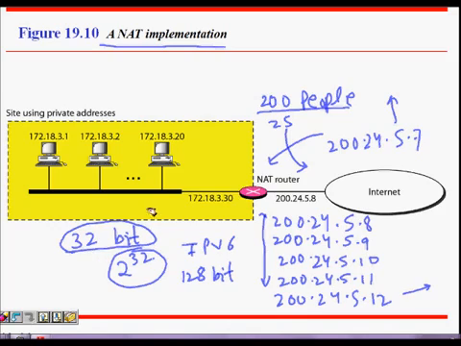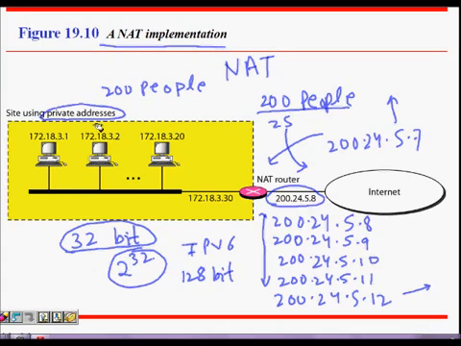I have just one IP address, but I can still have 200 people with individual IP addresses behind it. How is that possible? It is possible by network address translator. You can use any private address block. Usually in your offices you will see addresses like 172.18.3.1 or 172.16, these numbers. They are private addresses and they are behind the NAT.